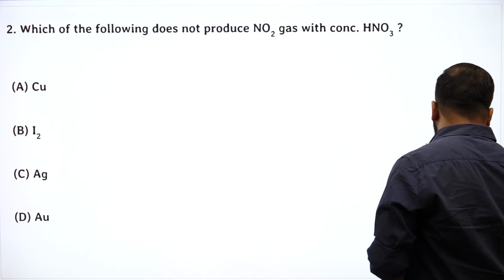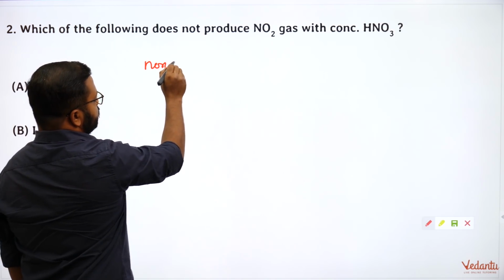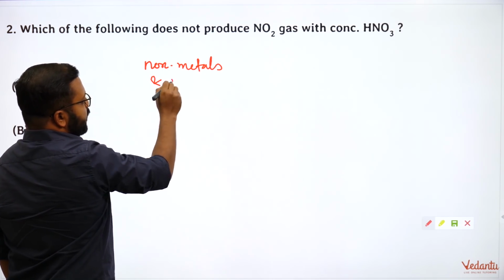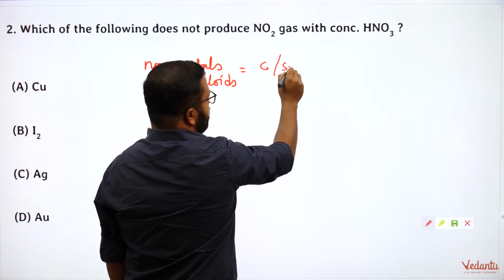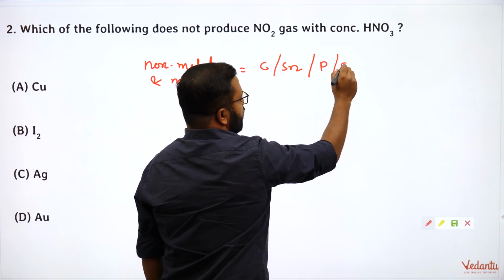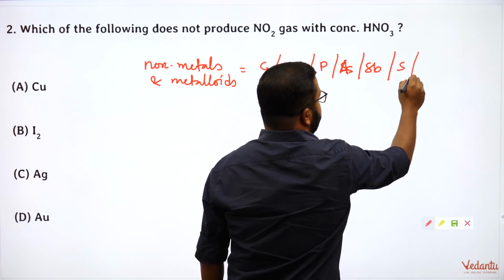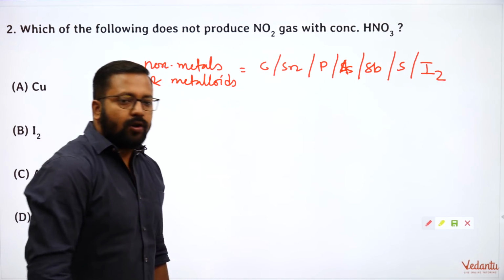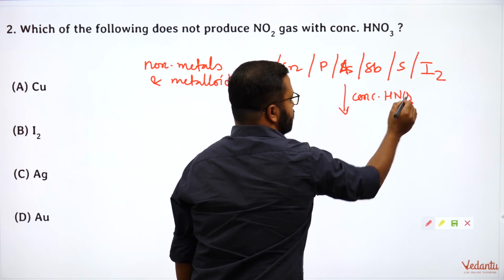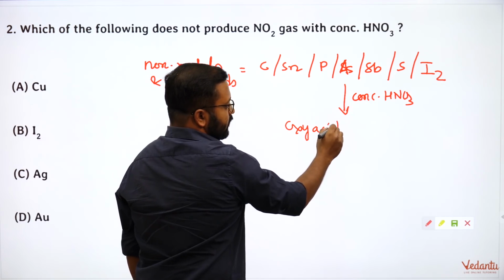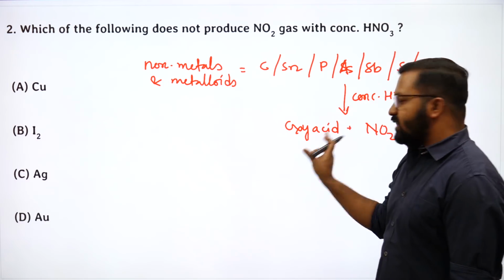To solve this question, we have to remember that non-metals and metalloids like carbon, tin, phosphorus, arsenic, antimony, sulfur, iodine, all of these would react with concentrated nitric acid to produce oxyacid plus NO2 gas. We have studied this before. Oxyacid plus NO2 gas.